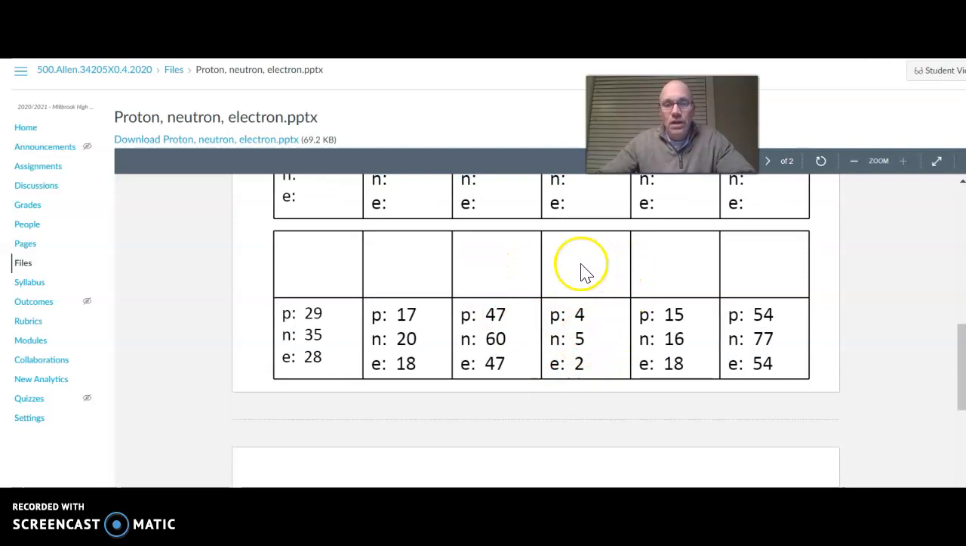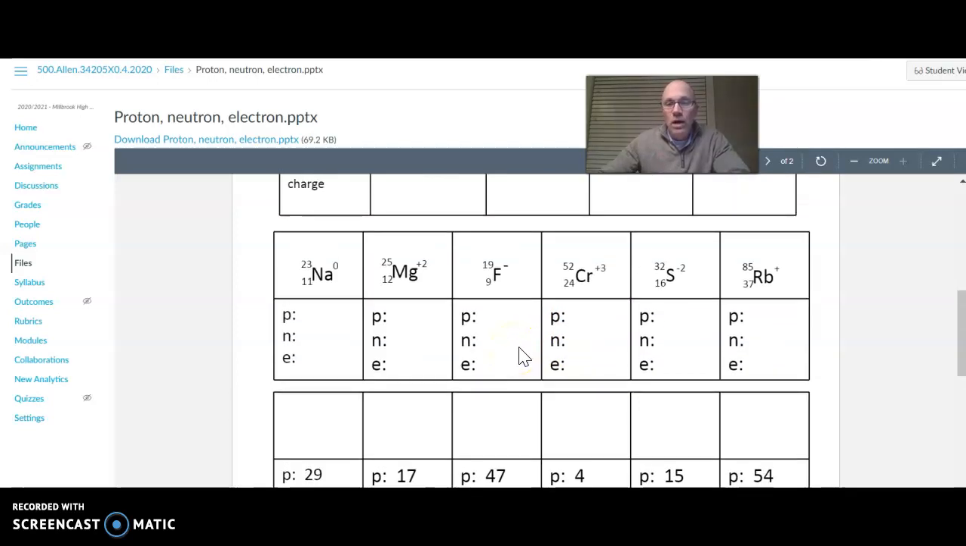For example, this element right here, I could tell you that that is beryllium because of that number of protons right there. And you could figure out that the atomic number is 4. The mass number in the upper left corner would be 9. That's the sum of these 2 right here. And then the charge, so it's got 2 more protons than electrons, so that means it would have a +2 charge.